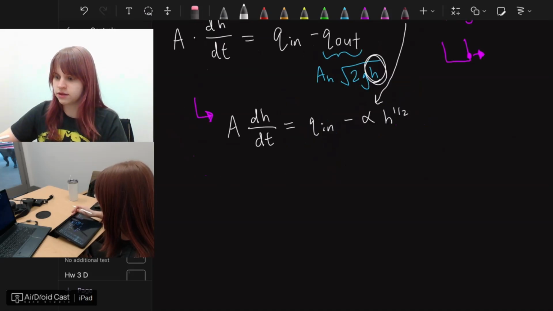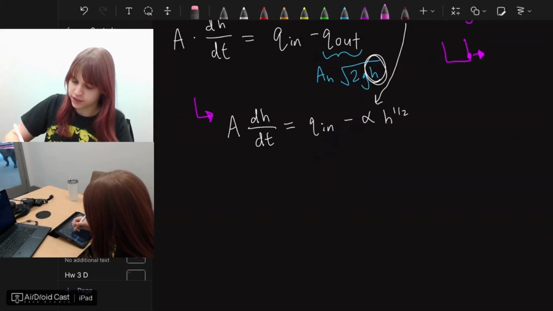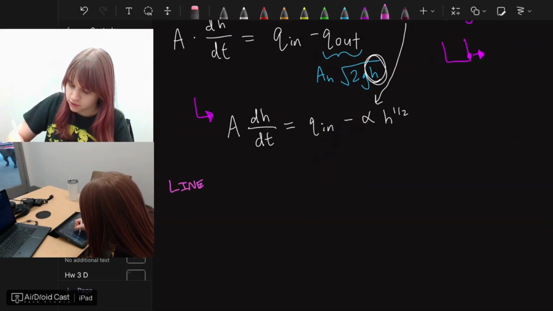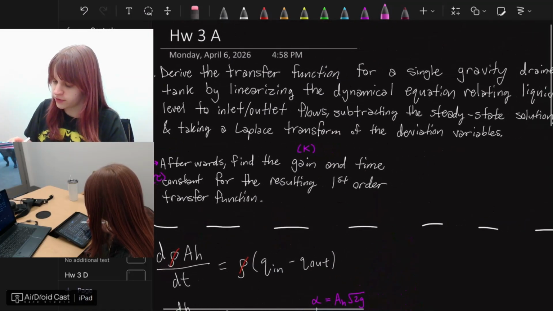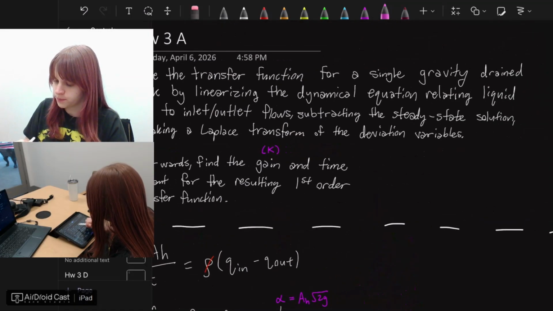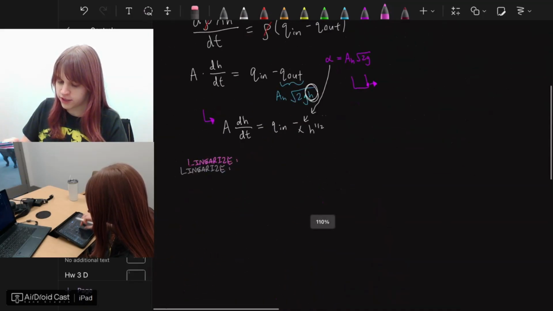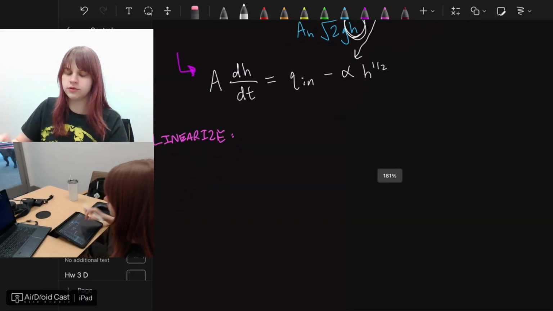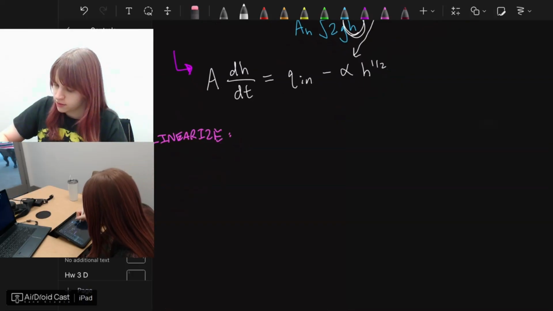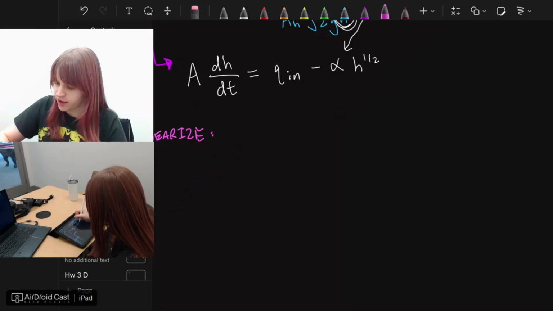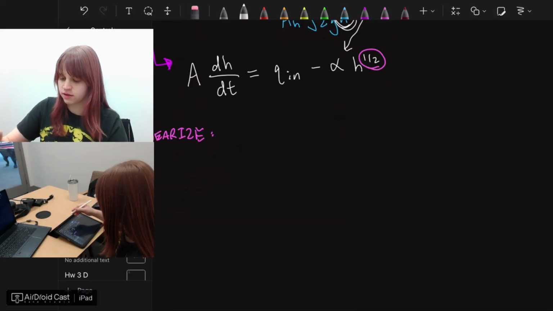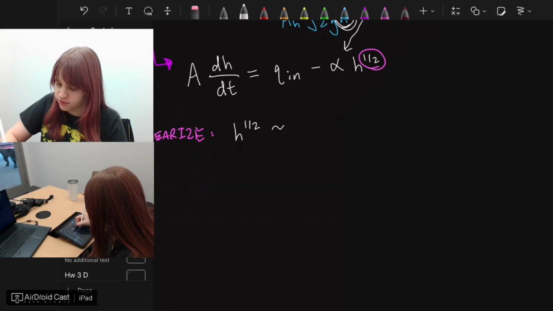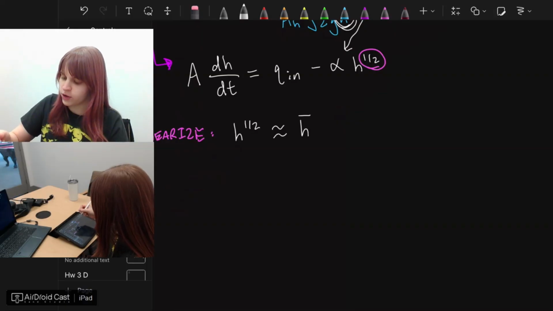And in order to take the Laplace transform of this, we need to linearize, as stated above. We're going to linearize the equation, so I'll just underline that there. And to linearize this, our only issue is this 1/2 power. And so if we want to get rid of that, we can approximate this as something else. We're going to say this is approximately equal to this h bar.